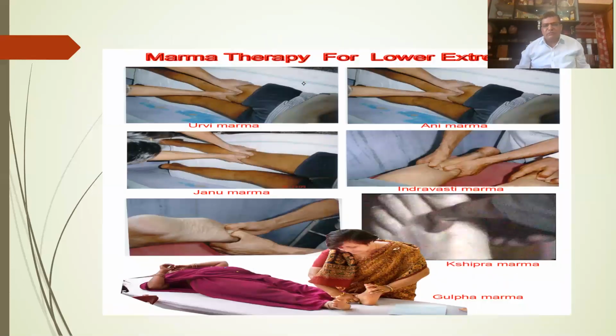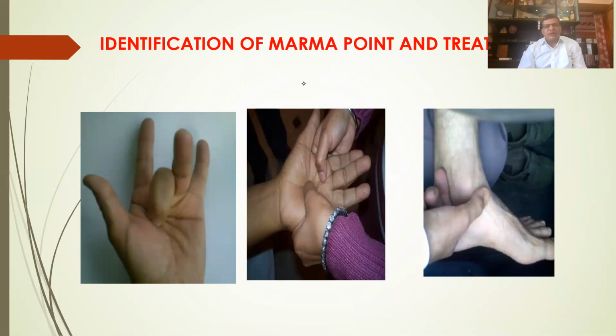Now just watch the Marma therapy for the lower extremity. I explained the Marma therapy for the upper extremity. Same type of stimulation in the Urvi Marma, that is also known as the Vabi Marma, Ani Marma, Janu Marma, Indravasti Marma, Kshipra Marma, and Gulpha Marma. So these are the Marma points of the lower extremity. I already explained how you can identify the Talhridaya Marma. Just rotate your middle finger like this and put your thumb. There is a Marma point which is known as the Talhridaya Marma. This is very easy.